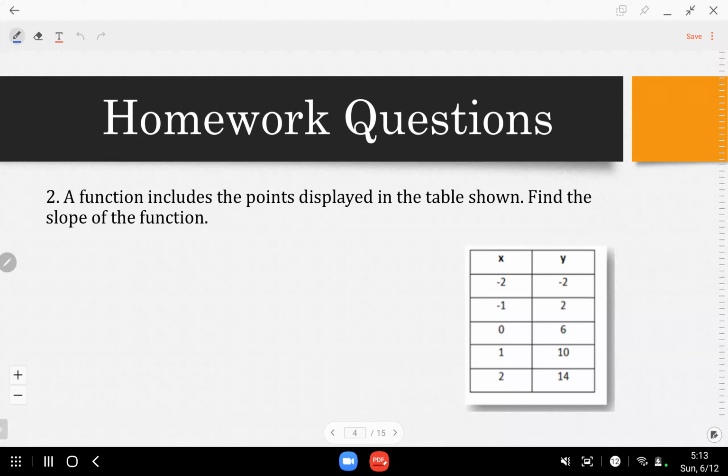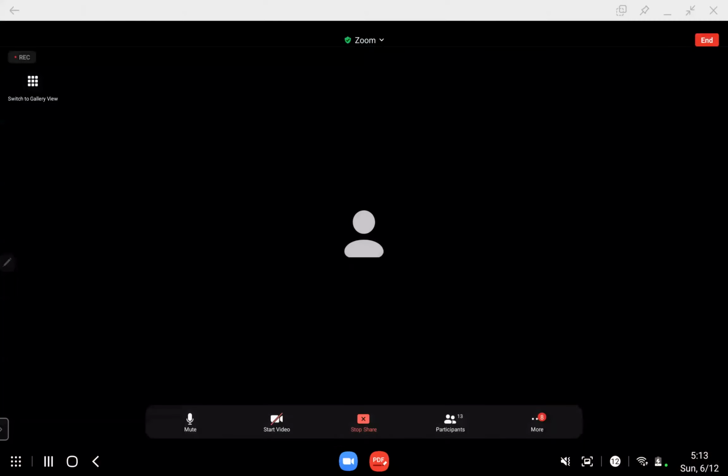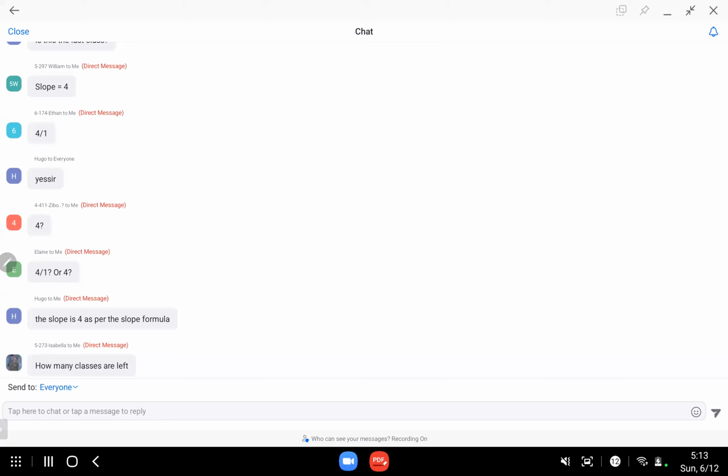All right, let's go over this one. Let's look at our answers here. We have 4. The slope is 4. Oh, Isabella, how many classes are left? We still have a lot of classes because this is only the 4th unit, I think, so we still have a lot of units to go through before we finish algebra.